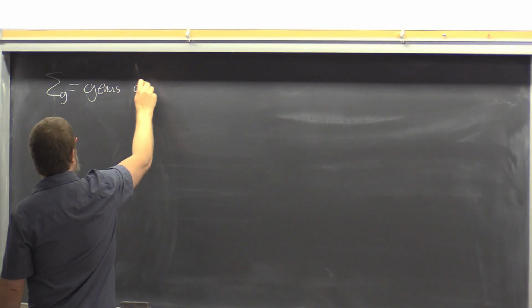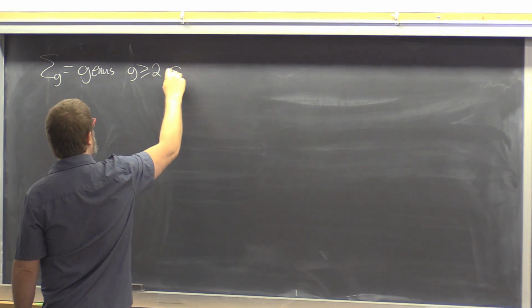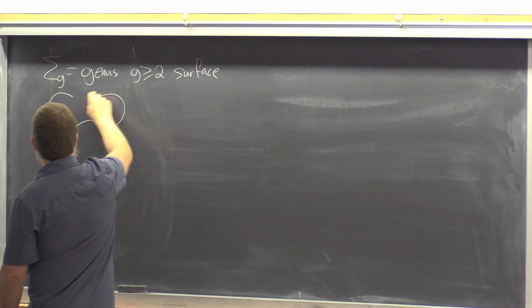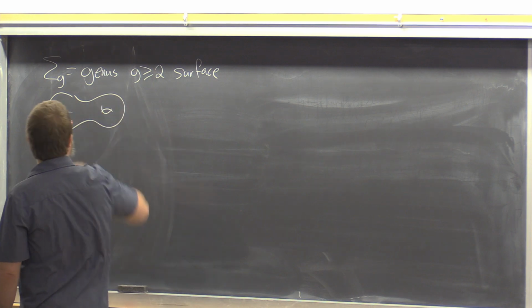This right here is a genus G surface, and G is always going to be at least 2. So, you know, something that looks like that.